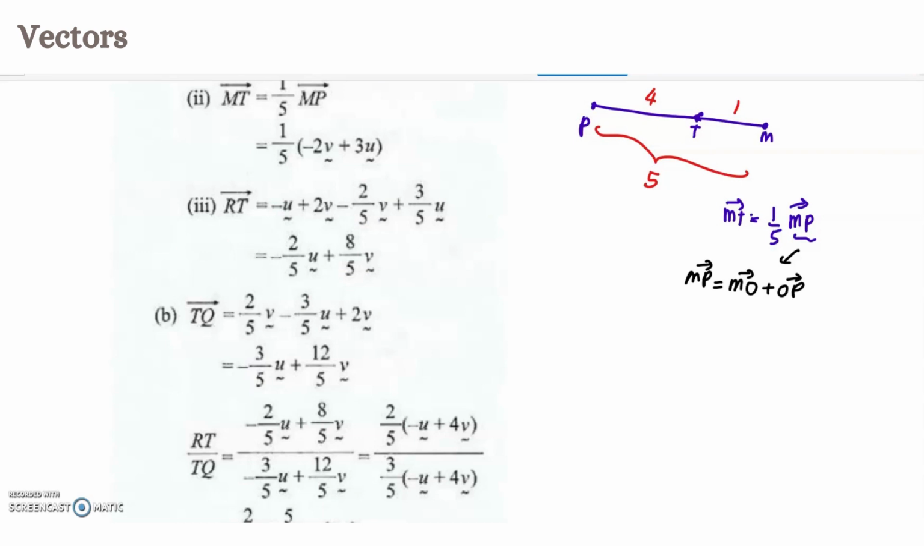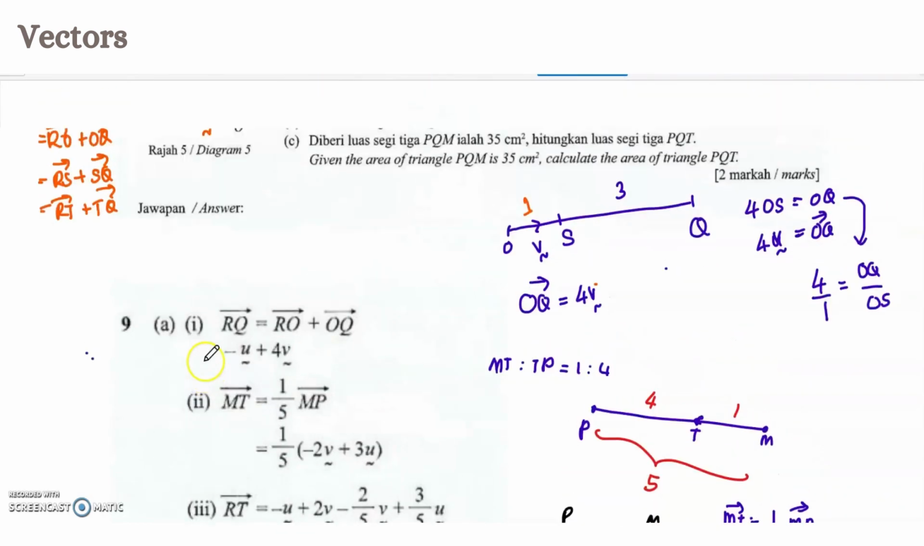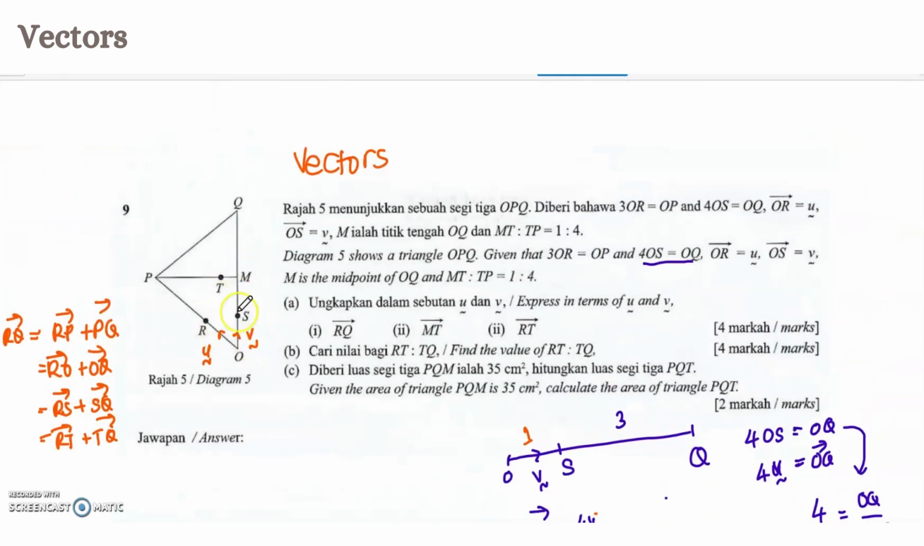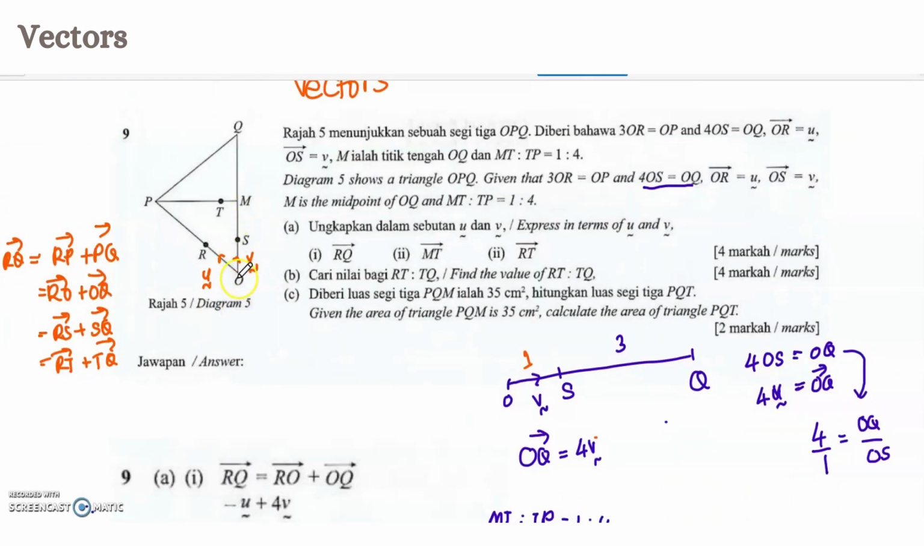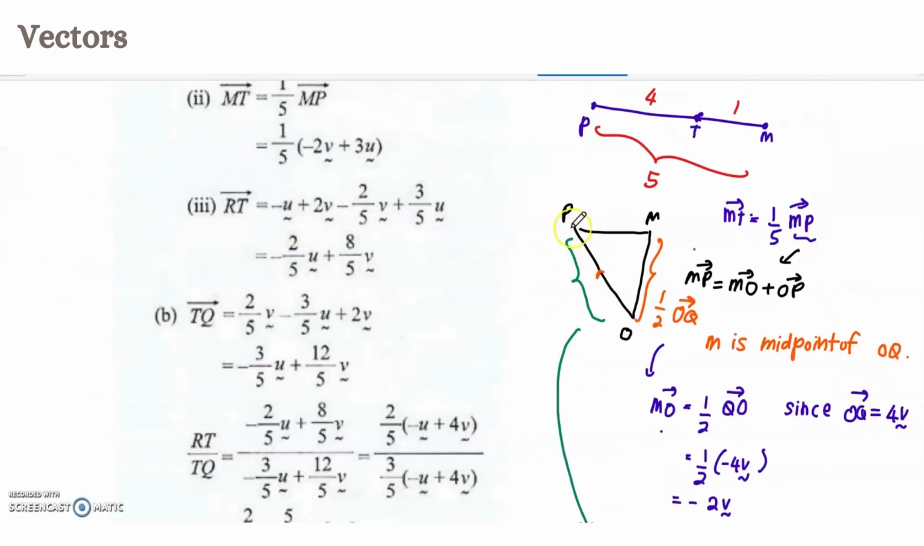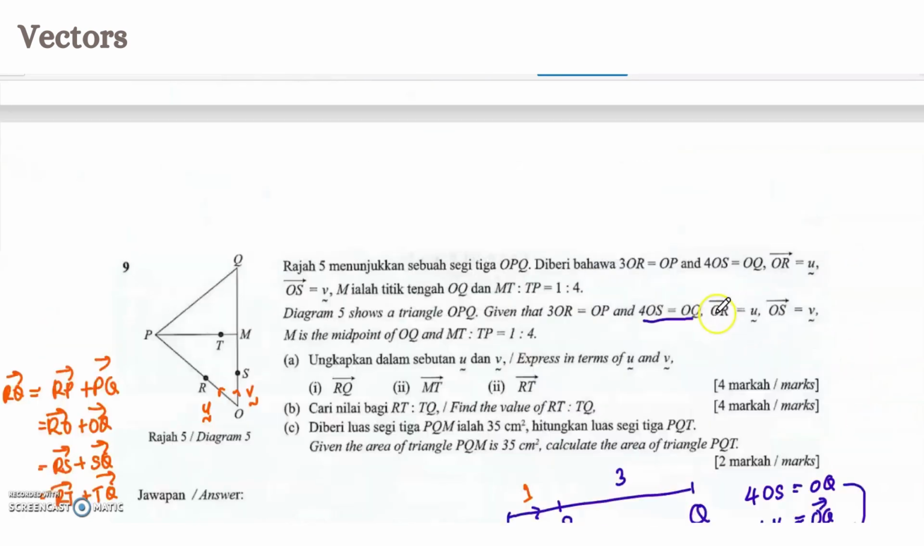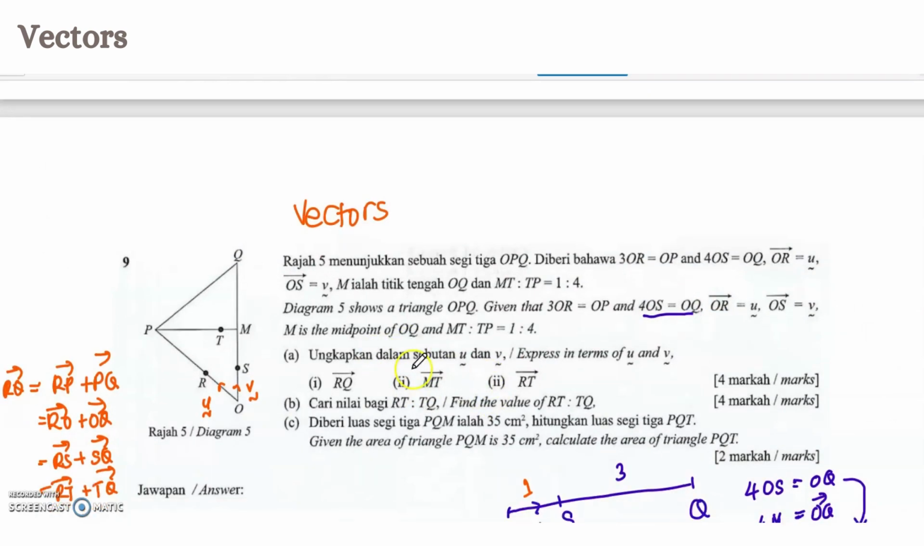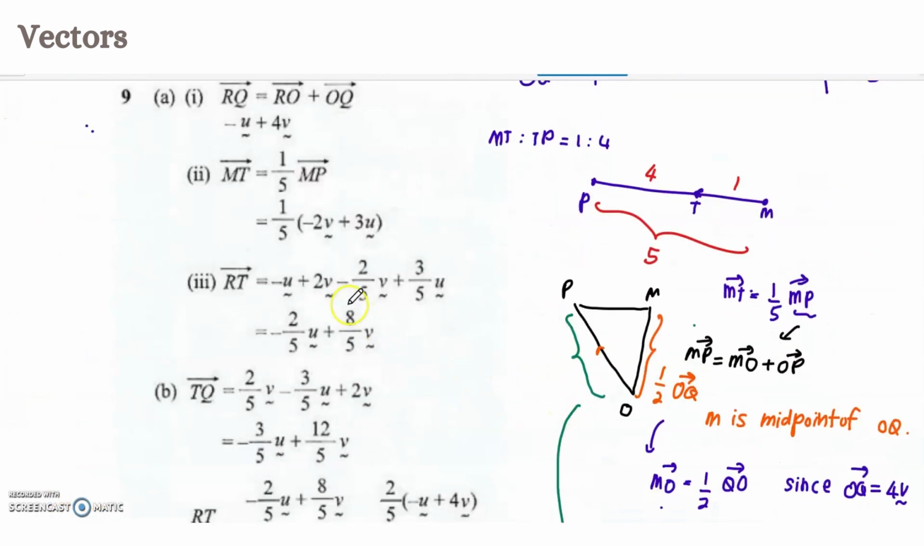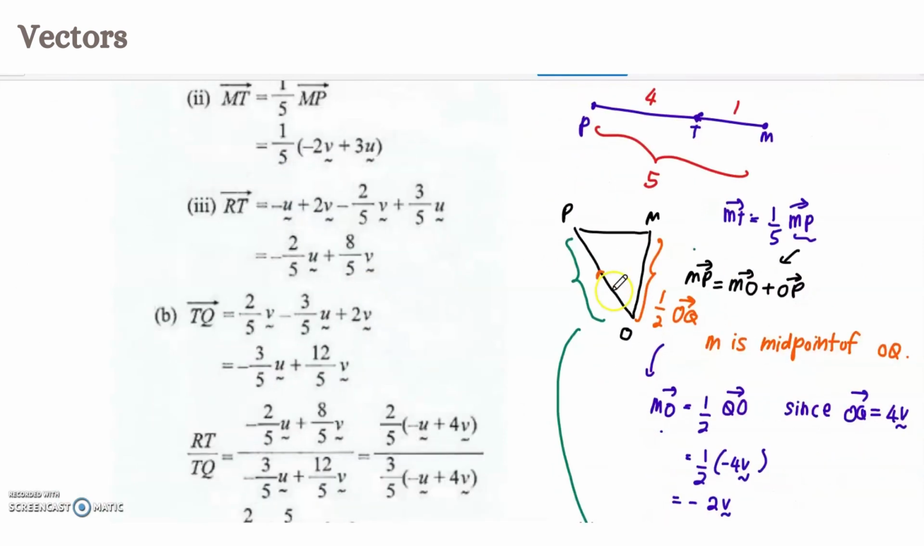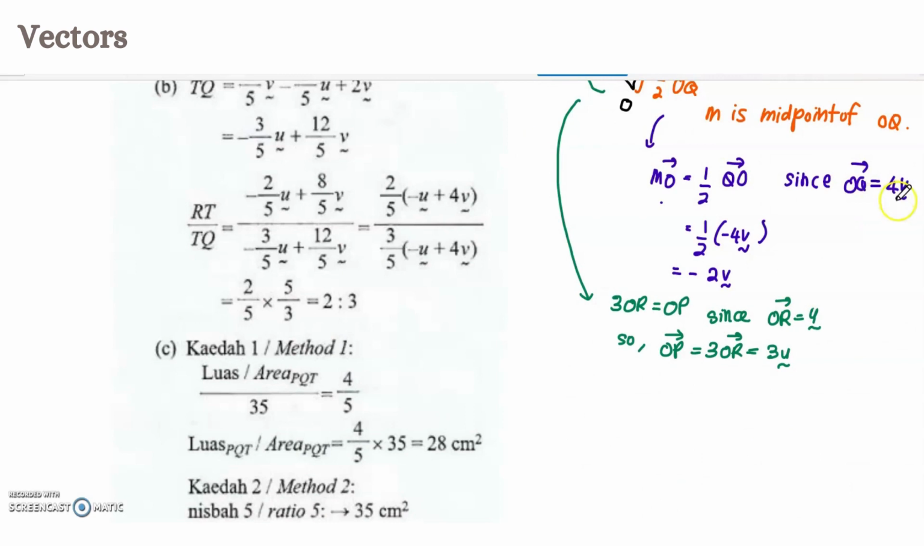Okay, MO plus OP. As you can see from the diagram, MO plus OP is equal to MP. So it comes from a triangle. So I redraw once again the triangle. It looks like this. And then given that M is the midpoint of OQ, it's stated here. So we have OQ just now is equal to 4V, since OQ is equal to 4V.